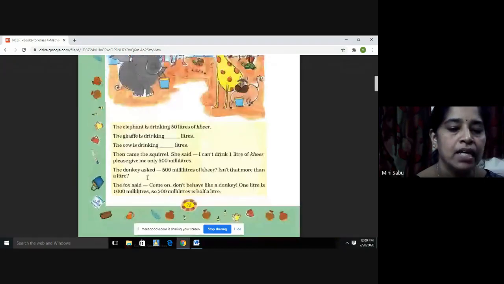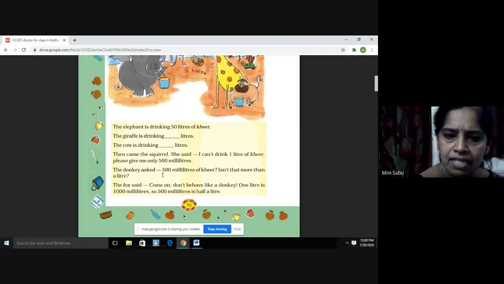The donkey asked, 500 milliliters of ghee, isn't that more than a liter? Donkey is anyway a donkey. What type of a question is it? Donkey is asking, 500 milliliters, is it more than a liter? What do you say? Is 500 milliliters more than a liter or less than a liter? Definitely less than a liter. And even we know 500 milliliters is half of a liter.